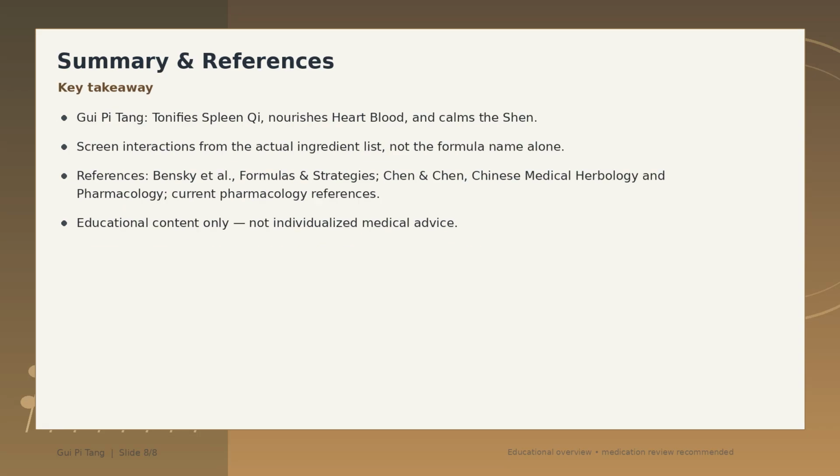In summary, Gui Pi Tang is best understood as a pattern-based prescription whose action is to tonify spleen qi, nourish heart blood, and calm the Shen. The key safety principle is targeted interaction screening plus objective monitoring when risk is plausible. Standard references for further study include Chinese Herbal Medicine: Formulas and Strategies by Bensky and colleagues, Chinese Medical Herbology and Pharmacology by Chen, and current drug interaction and pharmacology references.